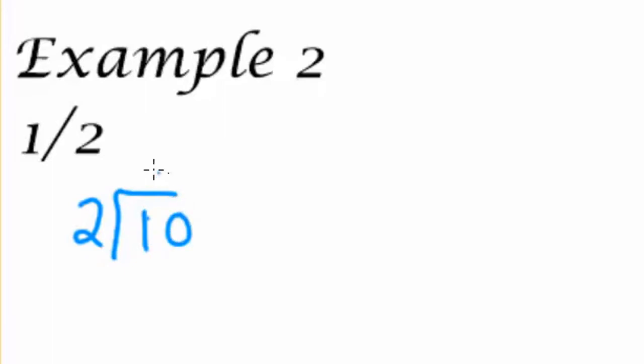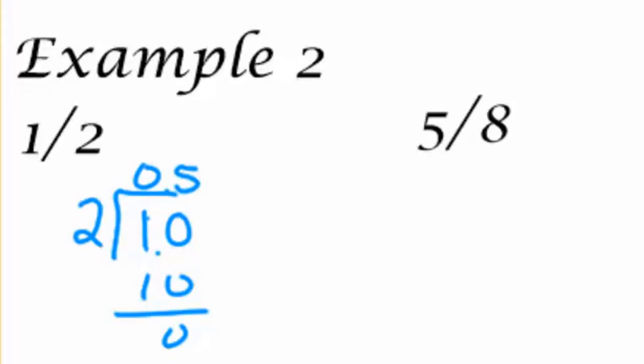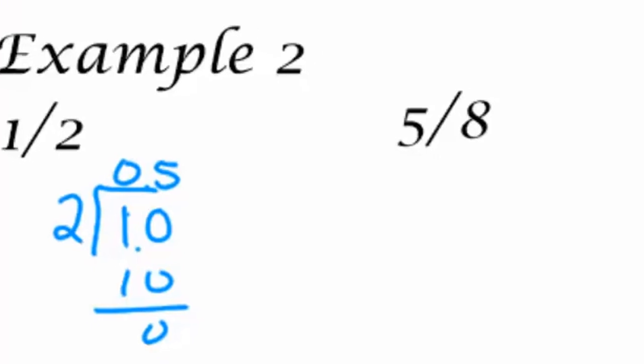So 1 divided by 2. Now 2 does not go into 1, so we need to make that 1 a 10. And remember to include the decimal place. 2 goes into 10 5 times, and when we do 2 times 5, we get 10. Retain the decimal place that we had with the 10, and we get our answer of 0.5. Now that's an easy one.